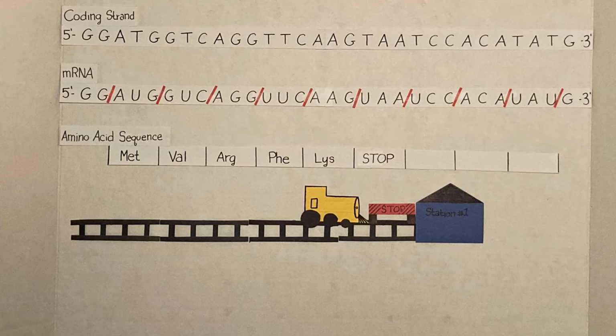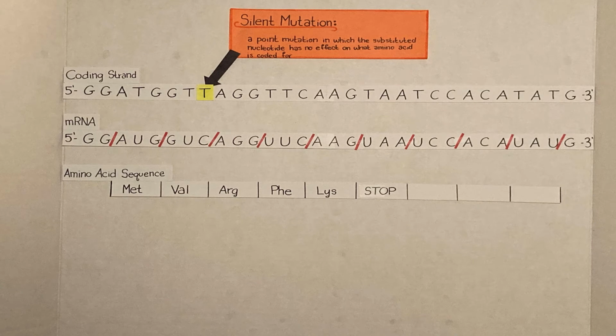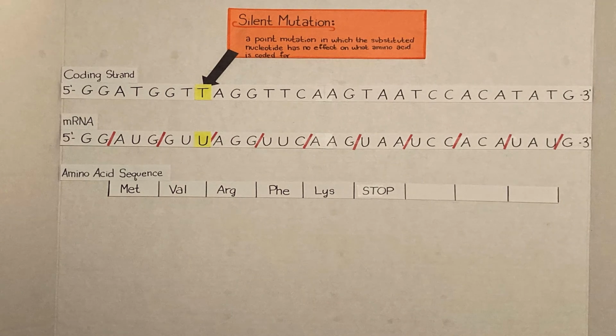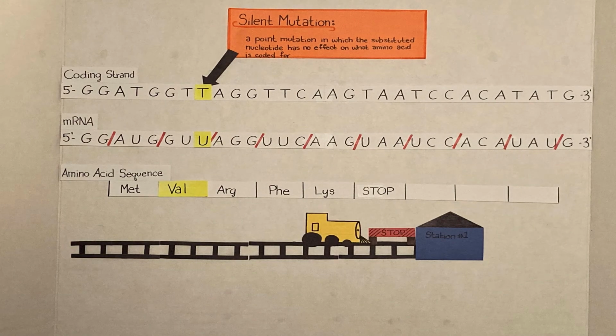But what happens when there are mutations? One type of point mutation is a silent mutation in which the substituted nucleotide has no effect on what amino acid is coded for. So if we had a mutation here and a transition occurred replacing a cytosine with a thymine, the mutation would trickle down through transcription, changing our second codon. However, this changed codon still codes for valine, so the produced protein does not change, and our train still runs smoothly and arrives safely at the station.